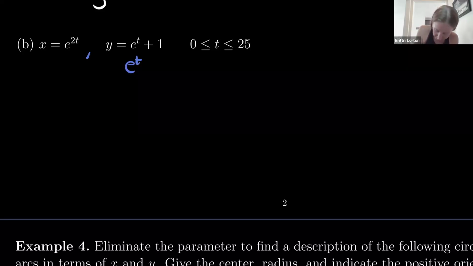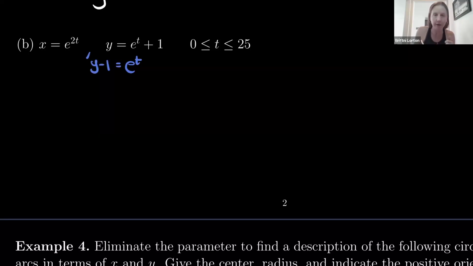So I'm going to solve for e to the t, which is y minus 1. And then I'm going to plug that into the other.